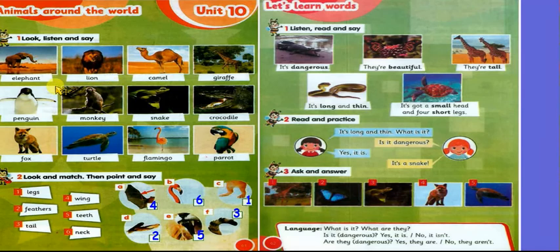Look, listen and say. Elephant. Lion. Camel. Giraffe. Penguin. Monkey. Snake. Crocodile. Fox. Turtle. Flamingo. Parrot. Each animal of these, we can describe it by an adjective.